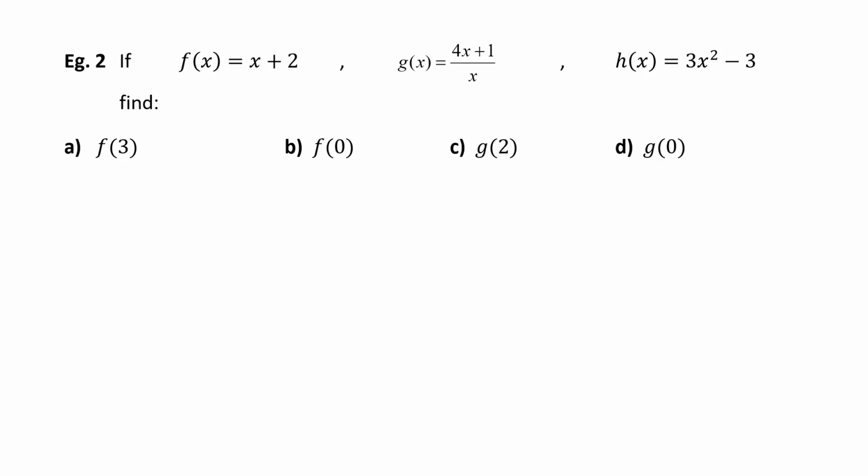Example number 2. If f of x equals x plus 2, g of x is (4x plus 1) divided by x, and h of x is 3x squared minus 3, I want you to find f when x equals 3. So essentially what we're doing for all of these is we're substituting.